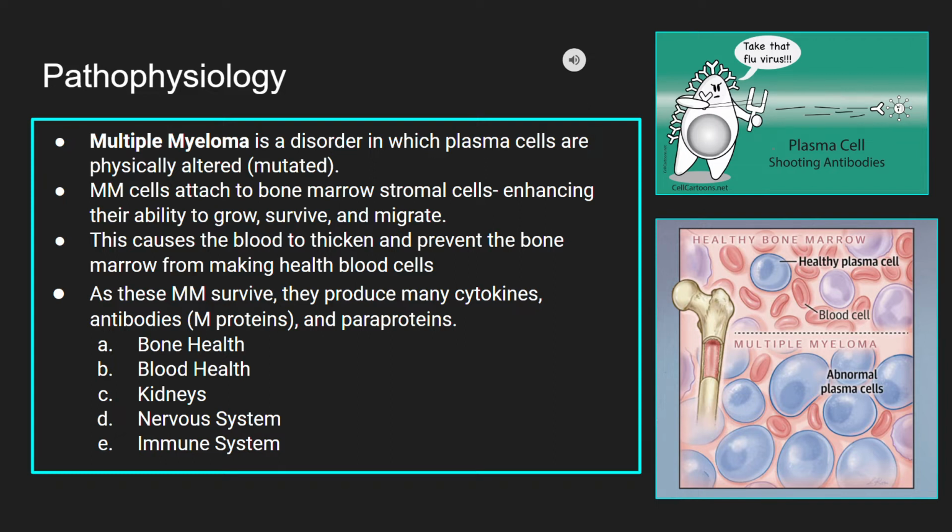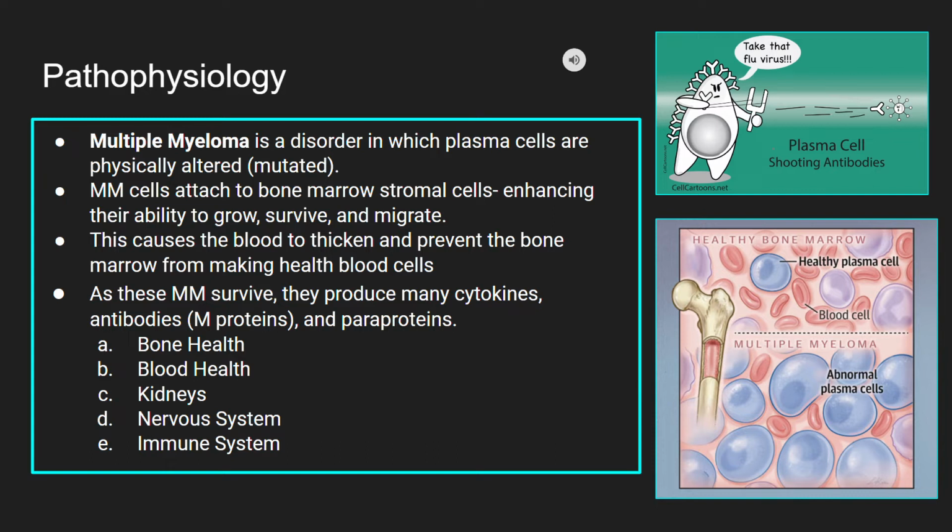The definition of multiple myeloma is a disorder in which healthy plasma cells are physically mutated. This creates tumors inside the bone marrow of multiple bones throughout the body. Bone marrow is what is found inside your bones, and it contains stem cells that go on to become healthy blood cells. So it's basically responsible for the production of blood.